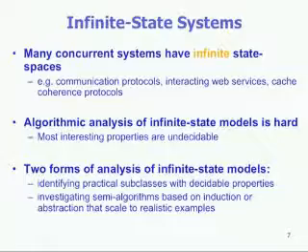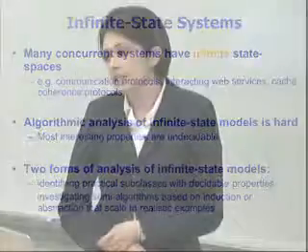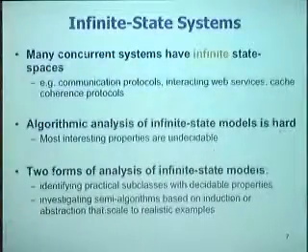For example, we know that many concurrent systems generate infinite state spaces. Communication protocols usually communicate through a bunch of unbounded channels. This is a source of infinity for the state of this sort of system. Or cache coherence protocols: we don't know how many processes are participating in a cache coherence protocol, so that's another source of infinity in a concurrent system. Unfortunately, analysis of concurrent systems is very hard. Most interesting properties are undecidable for sufficiently expressive classes of infinite state models.